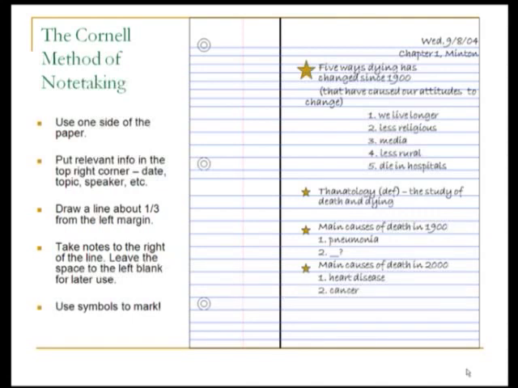So take your notes to the right of the line. On this particular page, you'll see that there's a line drawn down the page. There's the regular red line that's on a loose leaf notebook, and then there's another line that's drawn probably about a quarter of the way over, maybe a third of the way from the left margin. So what do we do with that?